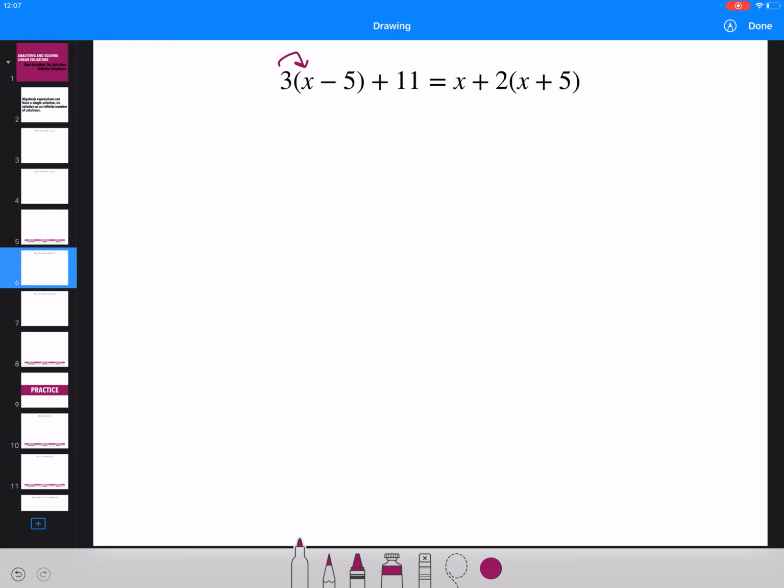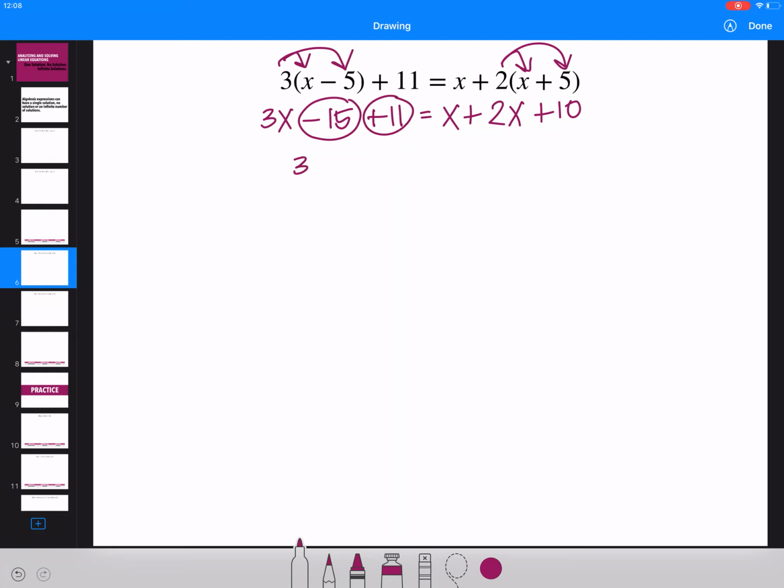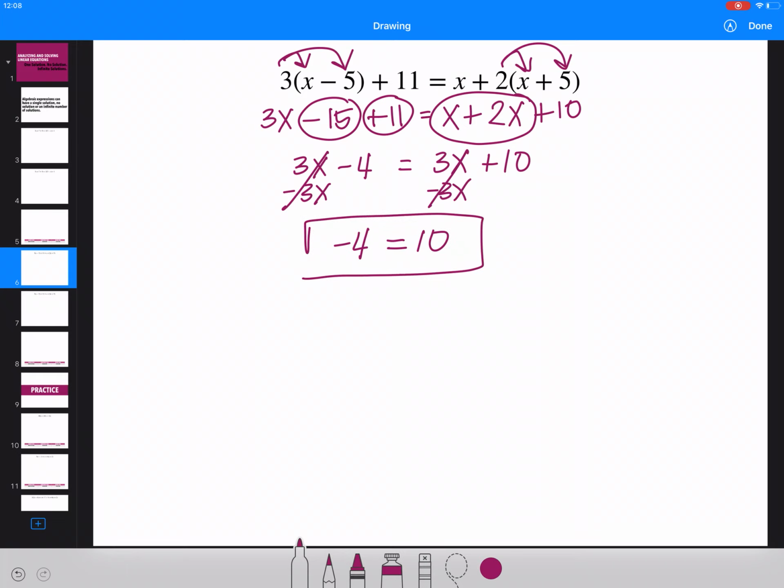So I'm going to start here, and I'm going to distribute this out. So 3x minus 15 plus 11 equals x plus, and I'm going to distribute this as well, 2x plus 10. These are like terms, so I'm going to combine them. 3x minus 4 equals, and I'm going to combine these because these are like terms, 3x plus 10. I'm going to subtract my 3x from both sides, and these cancel out, and I'm left with this. Negative 4 is the same as 10. And this is my final equation in this strategy. Negative 4 equals 10.